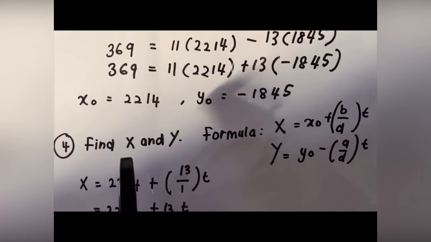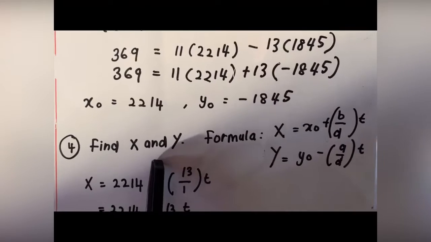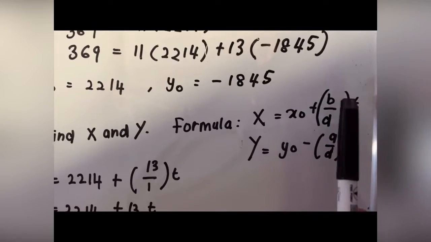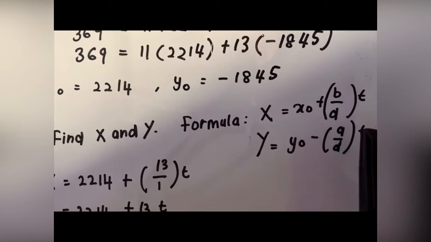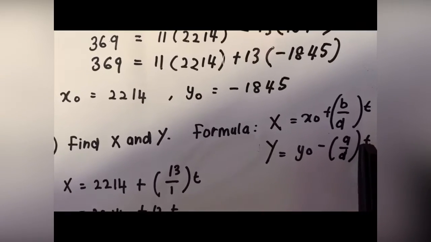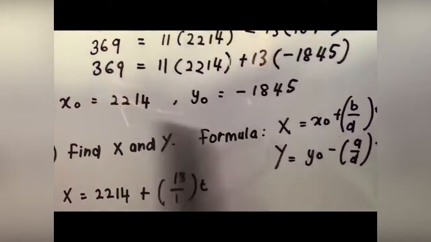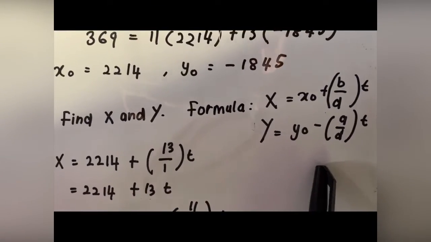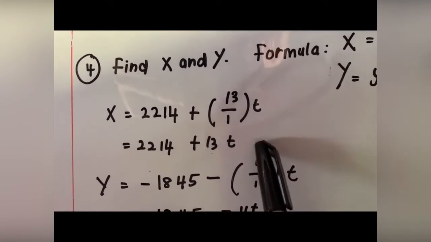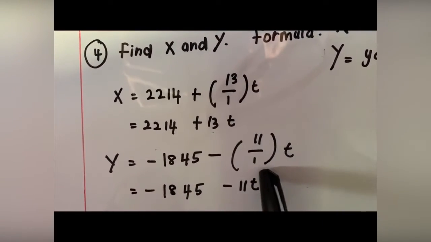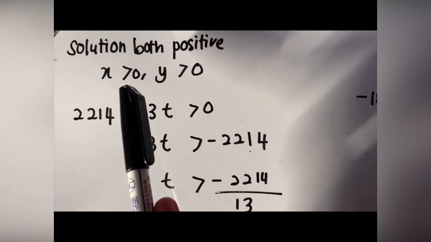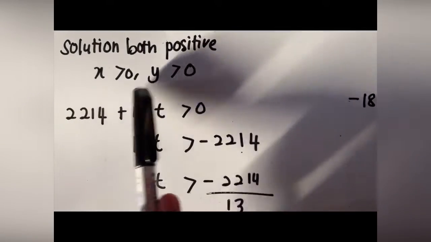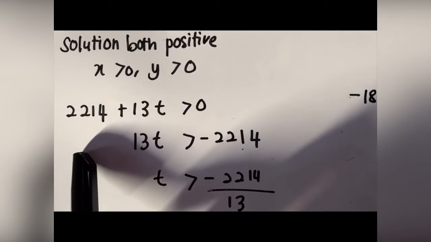Step number 4, you must define the value of X and Y using the formula X equals X naught plus B over T times T, and Y equals Y naught minus A over T times T. The values of A and B you can define from the question. After that, you put the values into the formula. So you can get the answer in terms of T. X and Y are greater than 0.